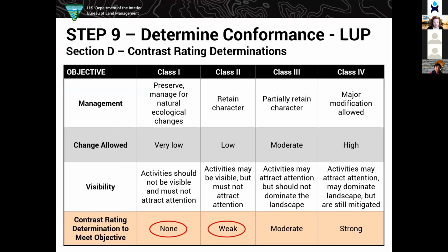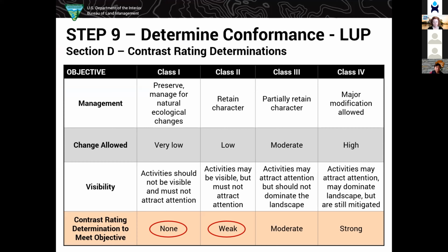So then the last step is determining whether or not we have met plan conformance with a particular project. For a project in VRM class 2, I would be looking for the contrast that's created to be no higher than weak. So if we have things that are rated as none and weak, then I can go, yes, this project for visual resources can move forward and meet our plan compliance.